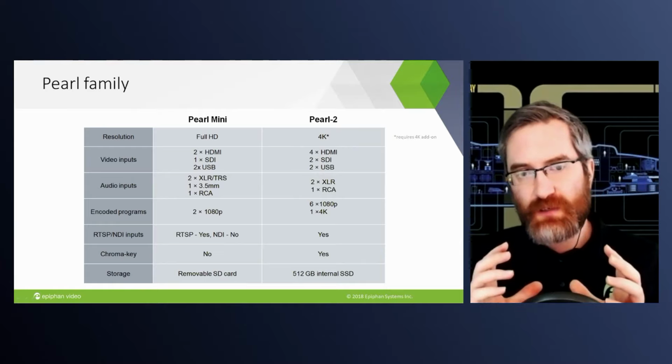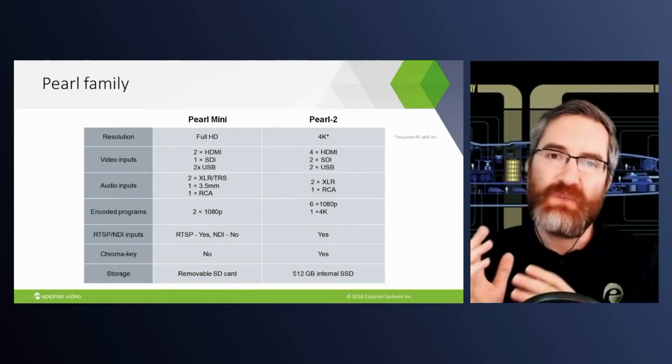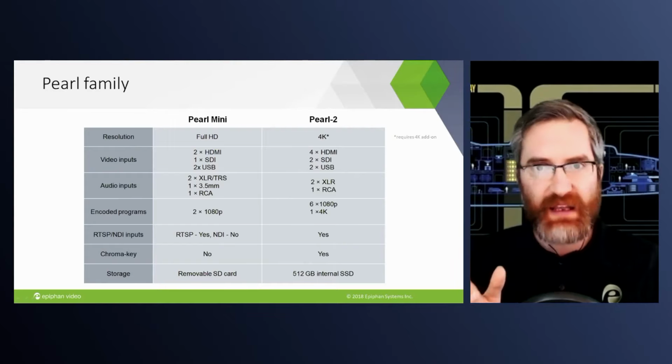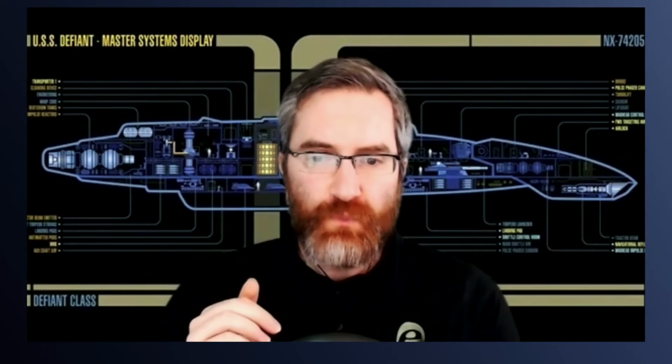Some of the other options on the 2 models are going to be a little bit different as well when it comes to supporting network-based streams, essentially video sources over the network. Perl Mini can support RTSP streams, so this would be your IP cameras or security cameras. It does not support NDI. Perl 2 does support RTSP and NDI, so it can do NDI and NDI-HX. It's a little more powerful, so it has that option.